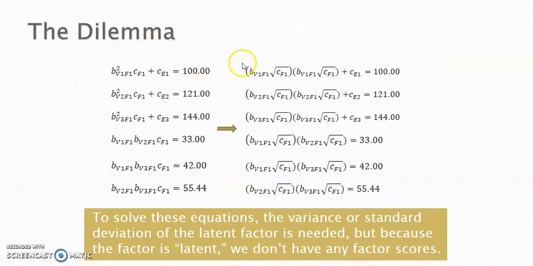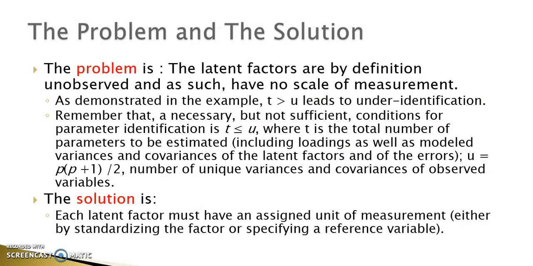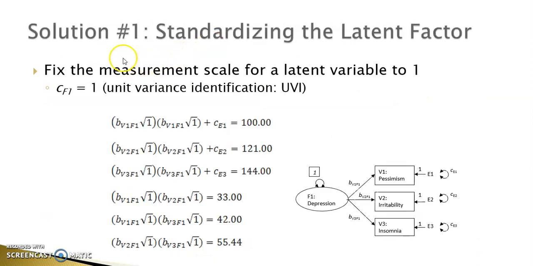Here is why. In order to solve those 6 equations, we need to have either a standard deviation or a variance value for the latent factor. However, because the latent factor is not observable, we do not have any scores on it. Given the dilemma, a solution is only possible if we assign a unit of measurement to the underlying factor. 2 different strategies have been adopted in order to give a measurement scale to the latent variable.